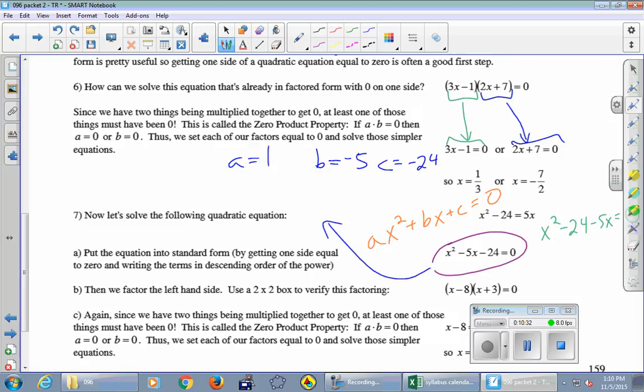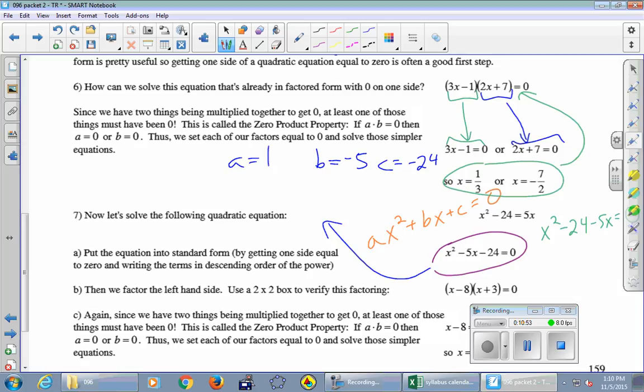2x plus 7 equals 0. Subtract the 7, divide by the 2, x equals negative 7 over 2. Those are the answers, the solutions to that equation. X equals 1/3 and x equals negative 7 over 2. Questions on that?